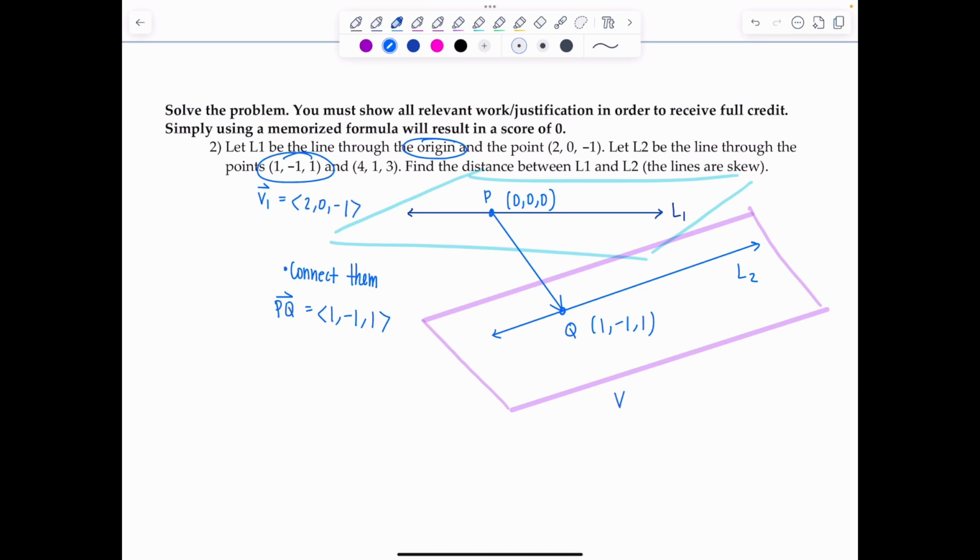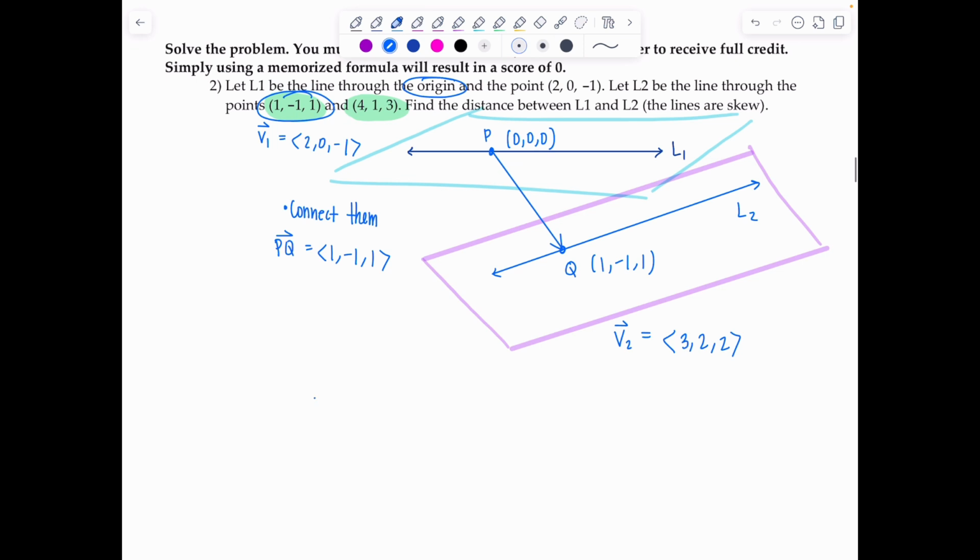What about line 2? Do I have its direction vector? I can find it, 4, 1, 3, and 1, -1, 1. Its components would be 3, 2, 2. Good? Okay, so if I take their cross product, V1 crossed with V2, I get a vector that's orthogonal to both. So then I would end up with 2, -7, 4.